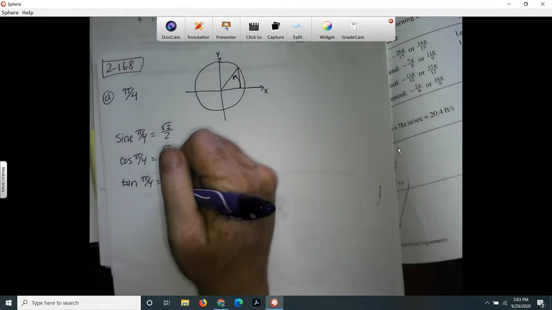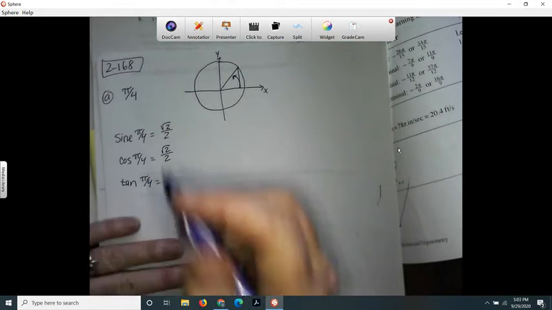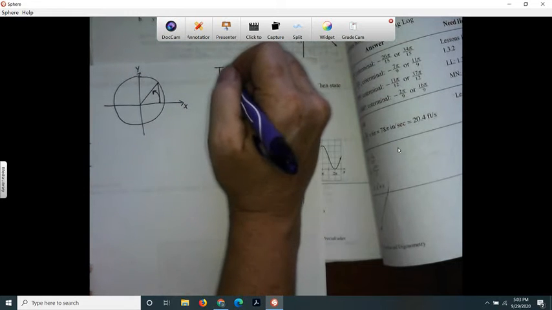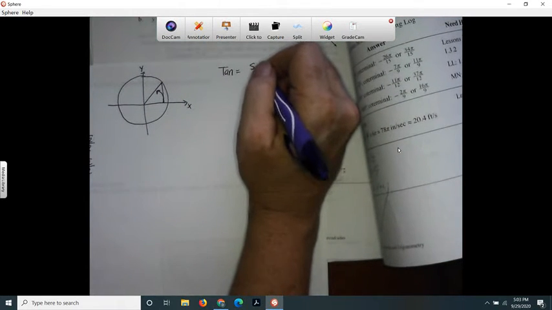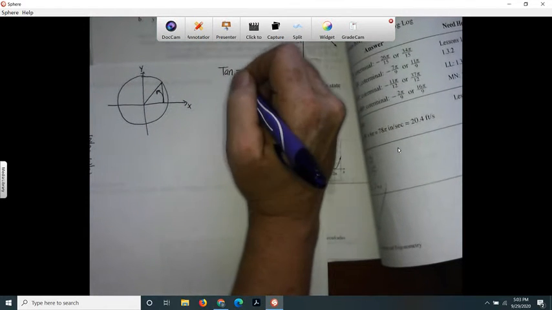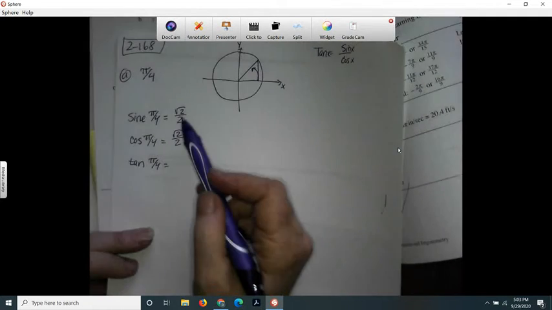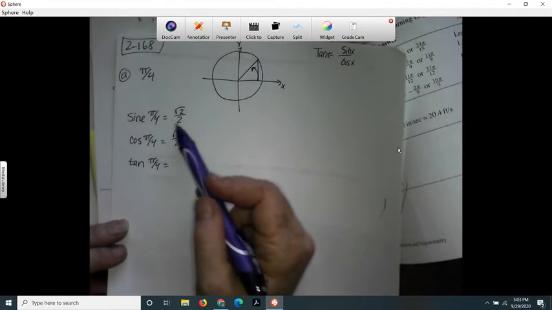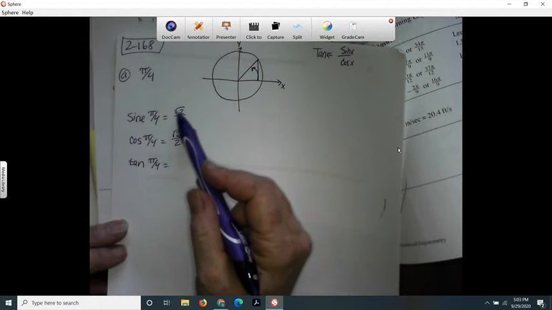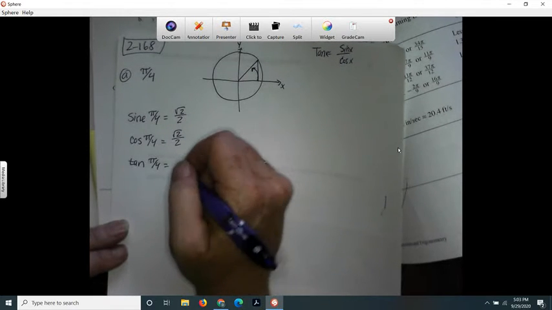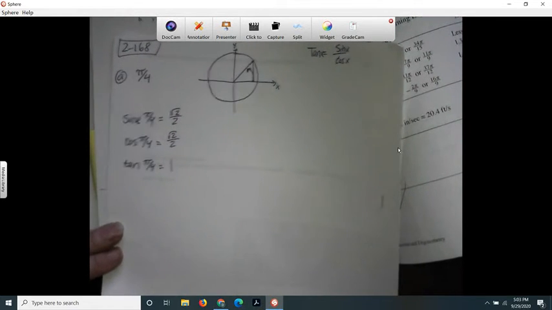And tangent, I'll write it up here. Tangent equals sine over cosine. So sine over cosine, well, that's just going to equal 1 because anything over itself is 1. So there's the first problem out of the way.